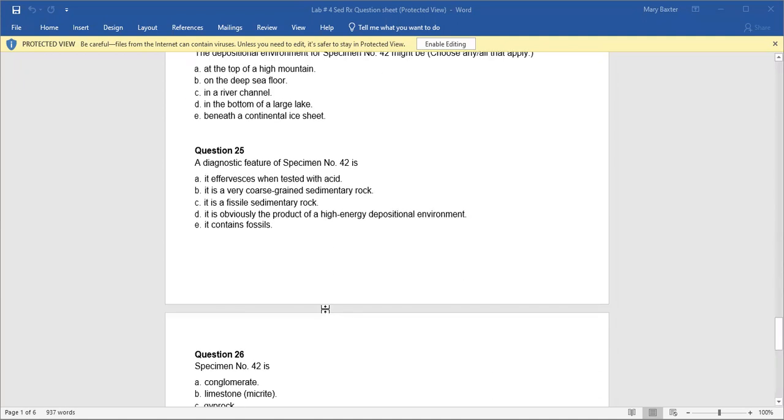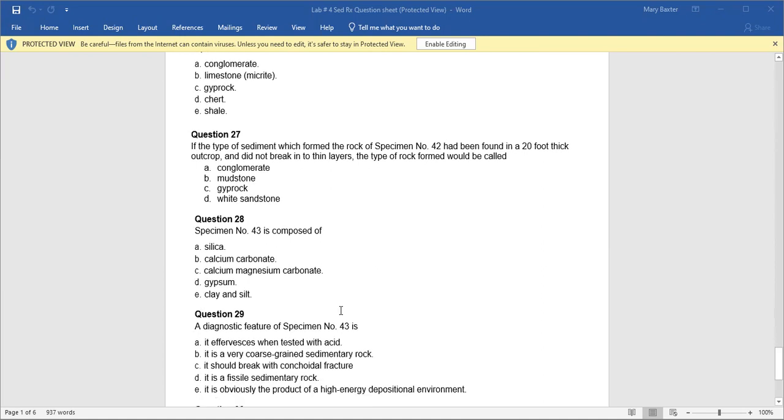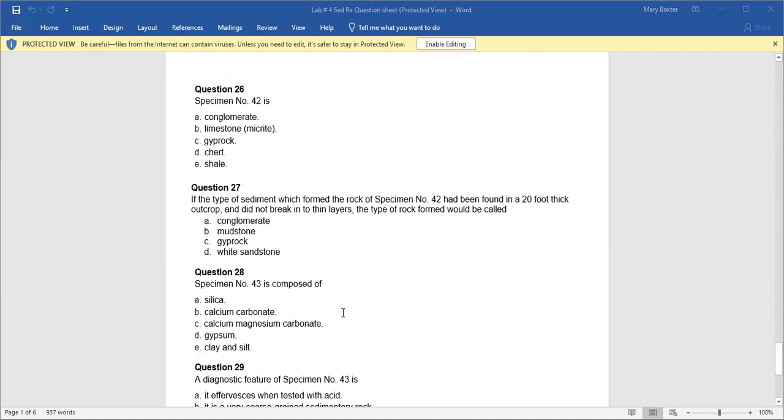Okay, question 25. Diagnostic feature of the specimen. What was one of the things that we wrote down about it? The chart, I think, had a certain word listed with the rock name that we chose. Then that would help you figure out the answer to 25. What is the actual rock name for specimen 42? If the type of sediment which formed the rock of specimen 42 had been found in a 20-foot thick outcrop and did not break into thin layers, then we would call it what? And I think on the chart it said claystone, but in the recording I said something slightly different. Okay.